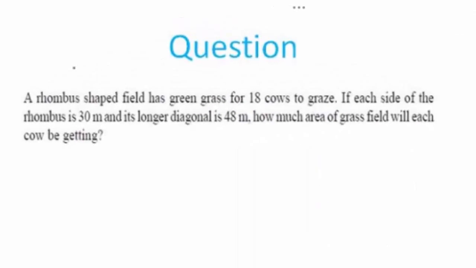Now the question says that a rhombus shaped field has green grass for 18 cows to graze. If each side of the rhombus is 30 meters and its longer diagonal is 48 meters, how much area of the grass field will each cow be getting? So it's a very easy question. Let's do it quickly then.